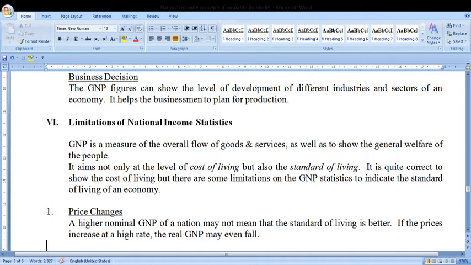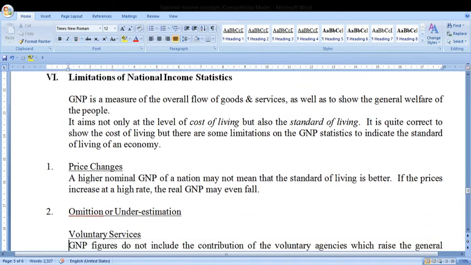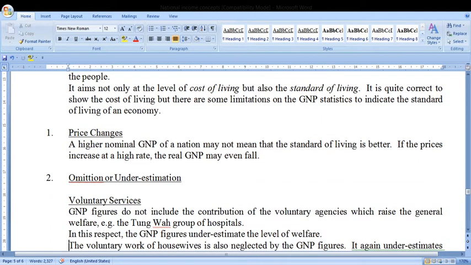And sometimes, what are the major effects? Price changes. The higher nominal GNP of a nation may not mean that the standard of living is better. It is a drawback also. If the price increases at a high rate, the real GNP may even fall.